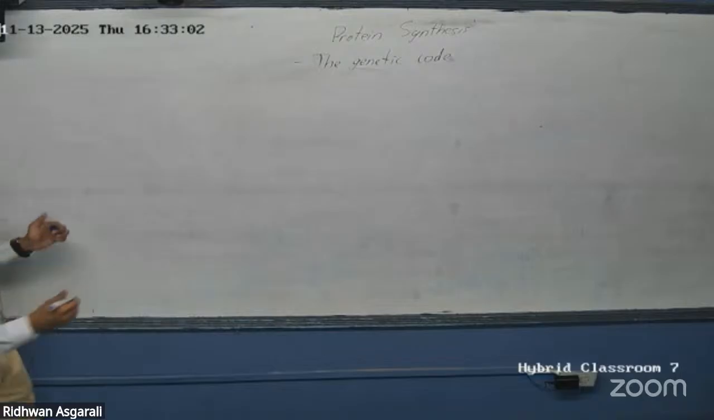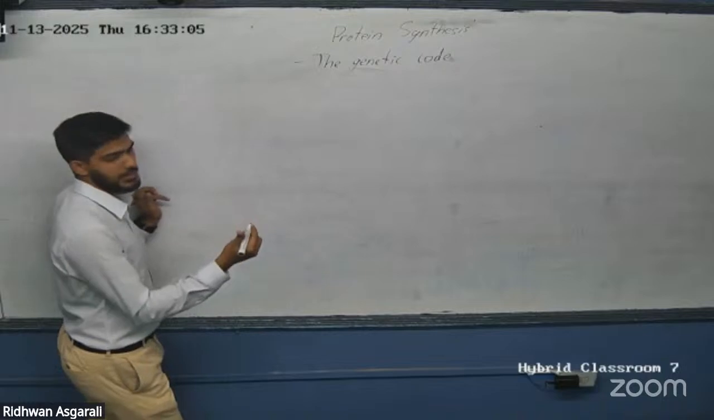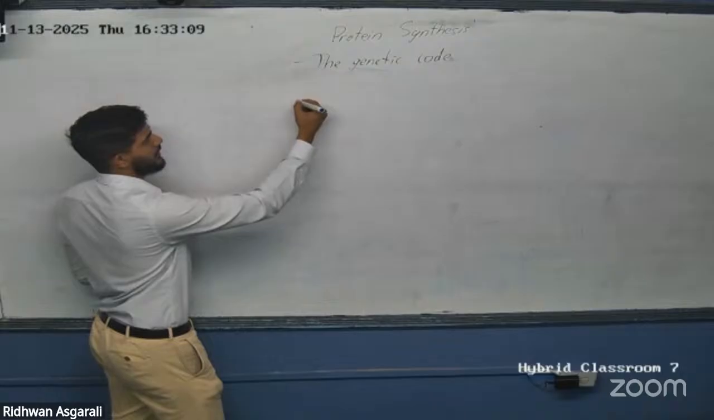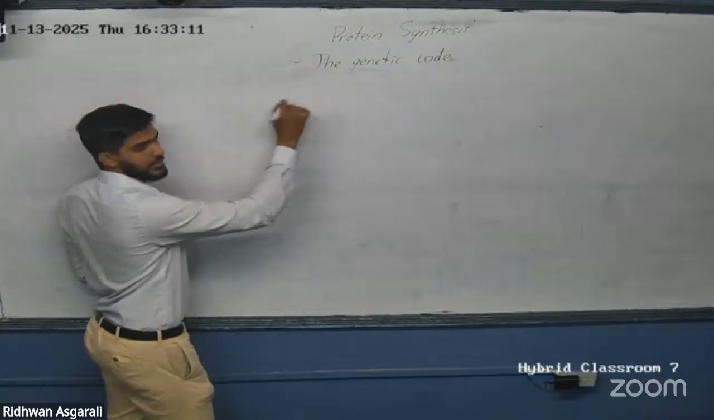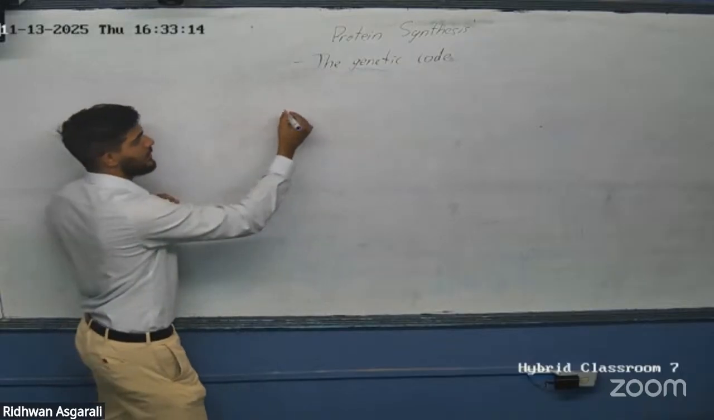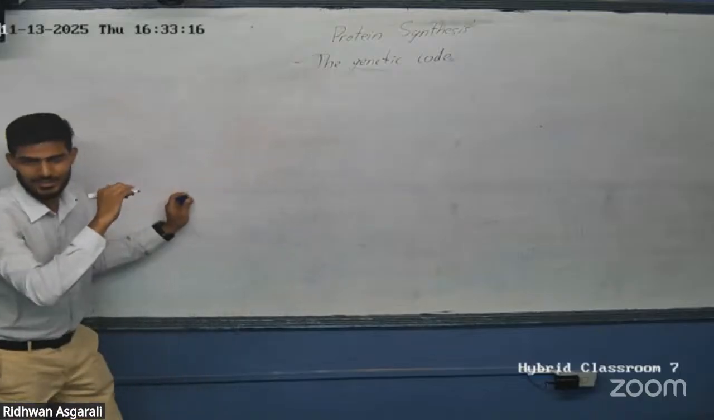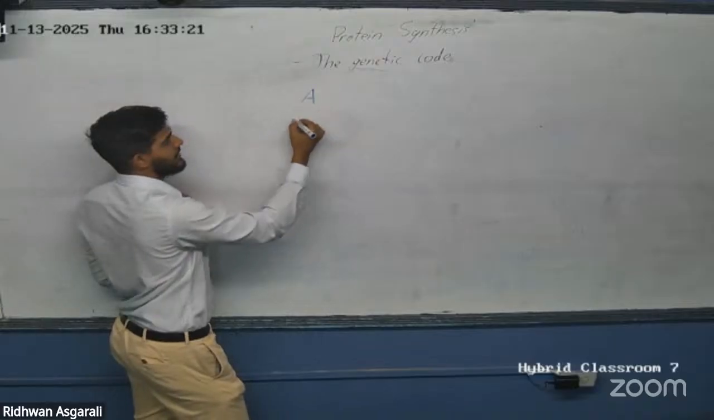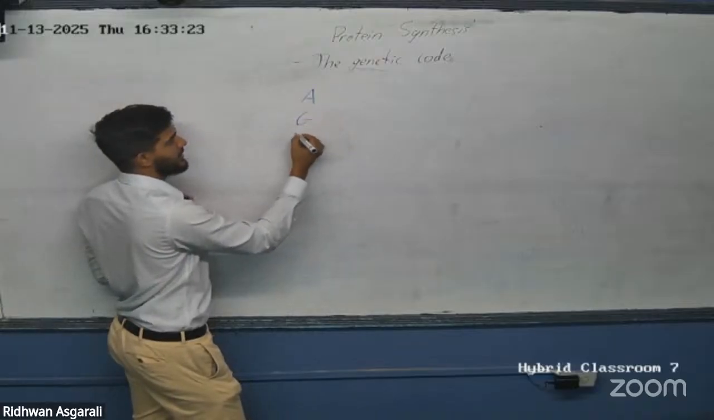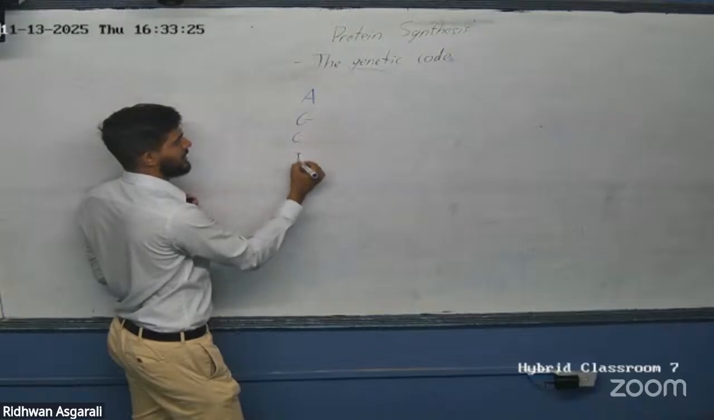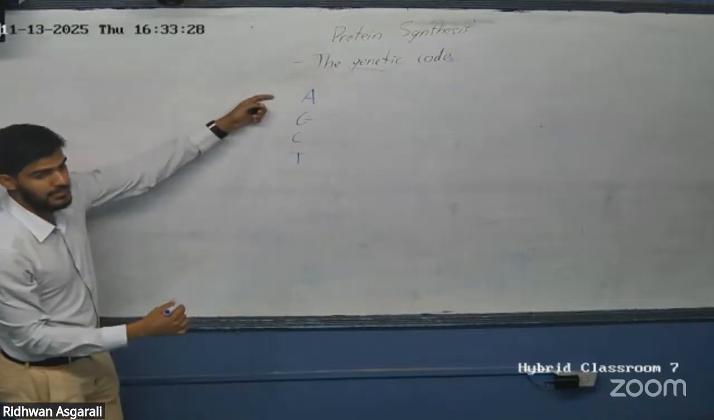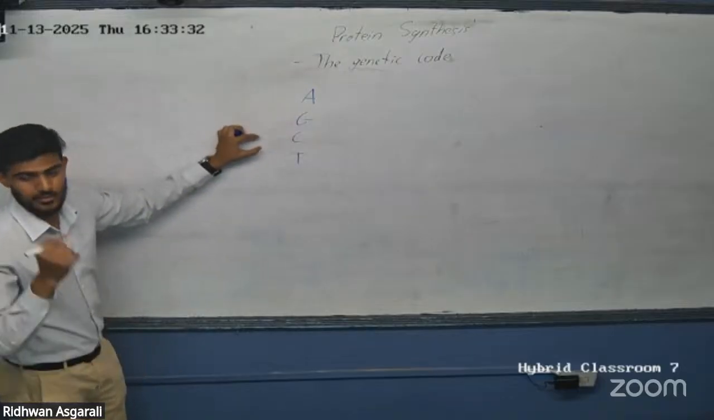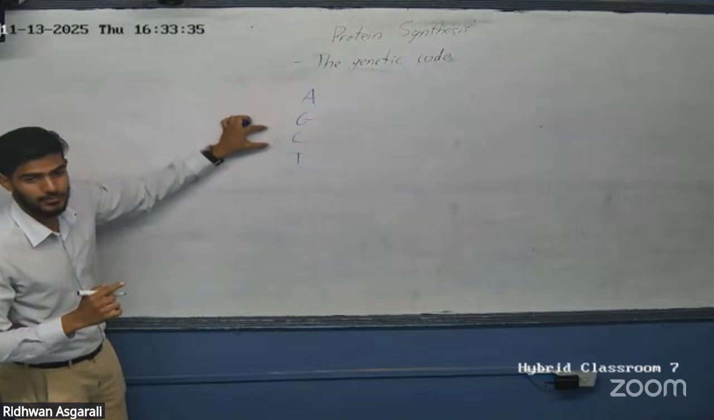Okay, so we know our genetic sequence, the DNA, has four bases, right? What are those four bases? Right, so we have adenine, guanine, cytosine, and thymine. So these are four bases. Individually, we will call them a single code, because it's just one base making up the code.